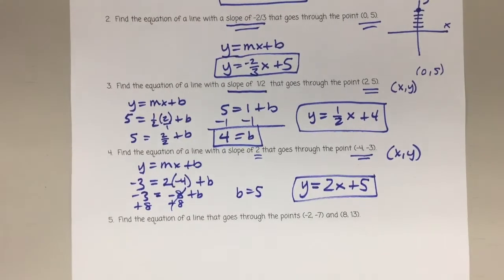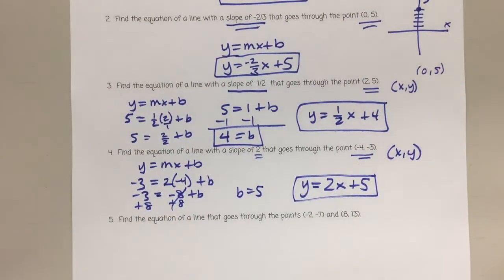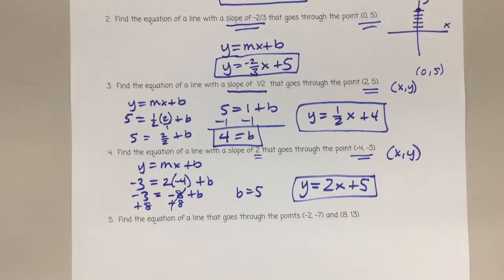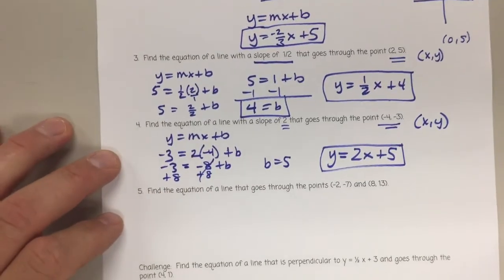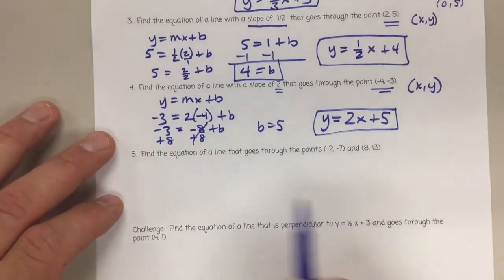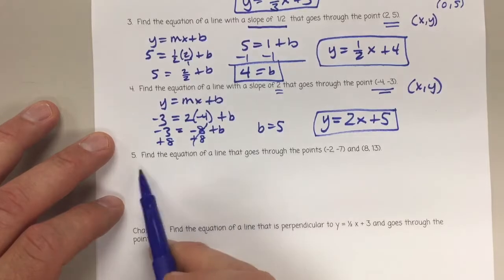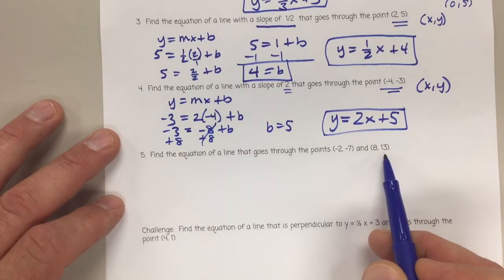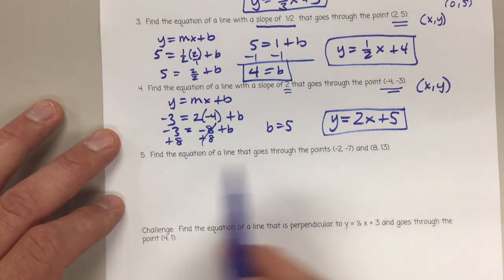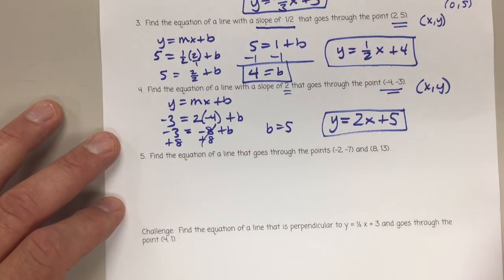So the goal of this assignment is simply to be able to write equations for lines in y equals mx plus b form, and I give you various pieces of information. Now, number 5, here's the hardest one. It says find the equation of a line that goes through the points (-2, -7) and (8, 13). So notice in this one, I did not give you the slope.